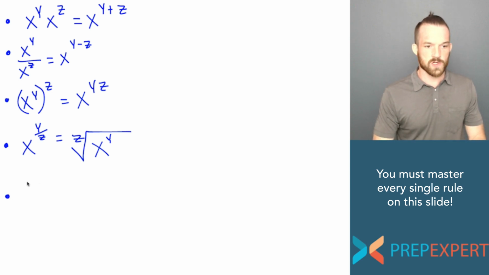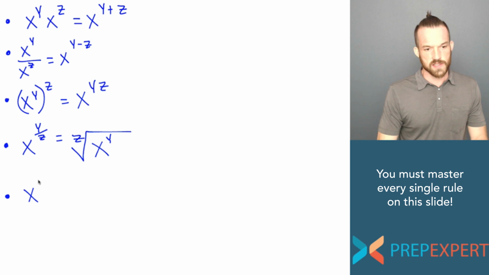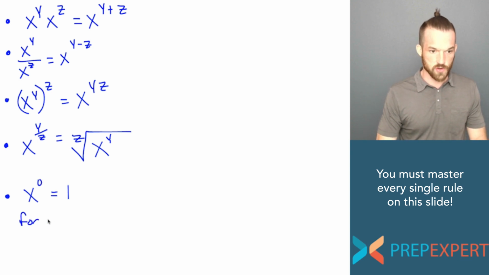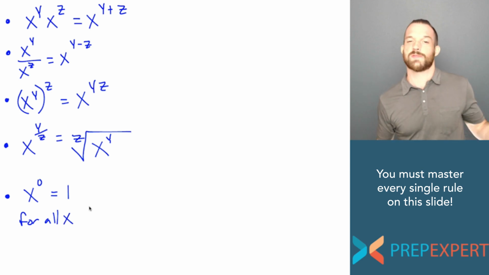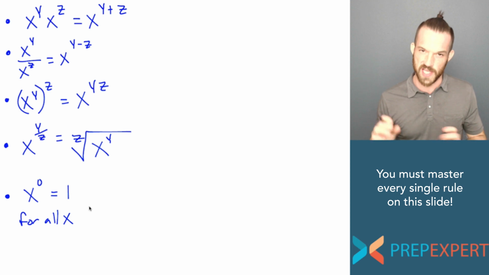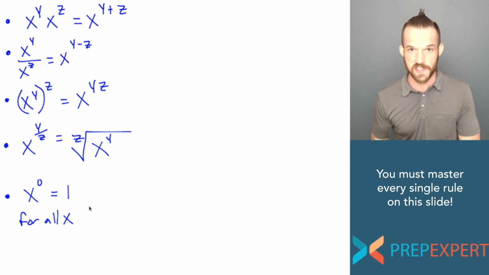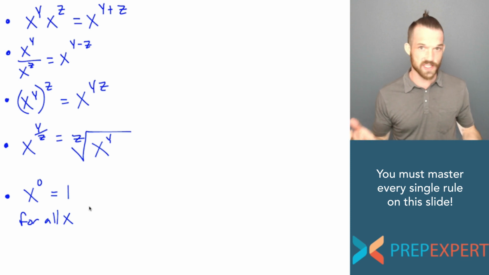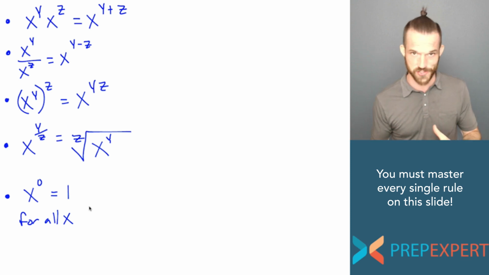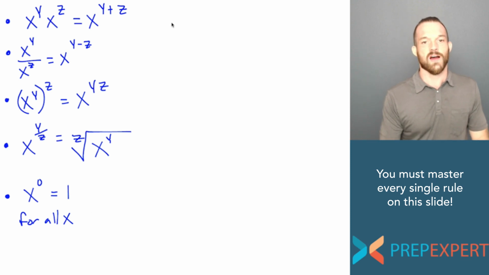Here's another important one. X to the 0 equals 1 for all x. So no matter what x is, x to the 0 equals 1. And sometimes my students ask me, what about 0 to the 0? Does that still equal 1? And the answer is that's not tested on either the SAT or the ACT. Mathematicians haven't really decided on that, so they're not going to test you on the ACT or the SAT about it. All right, cool.